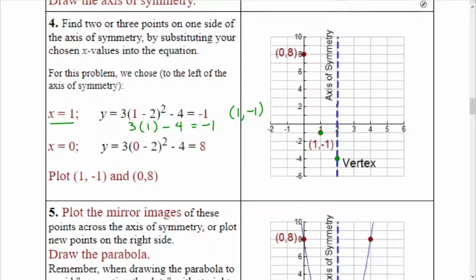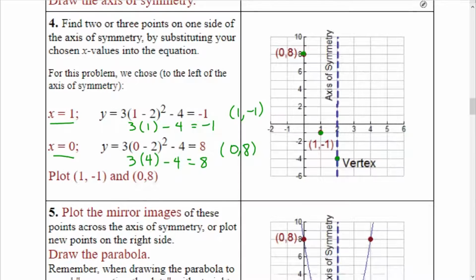The other point that's easy to plug in that's close to the vertex is x equals 0. So I plug that in, and 0 minus 2 is -2. -2 squared is +4 because a negative times a negative is a positive. And I get 3 times 4 minus 4. 3 times 4 is 12, minus 4 is 8. So I get the point 0, 8 from that. 0, 8 is right here.